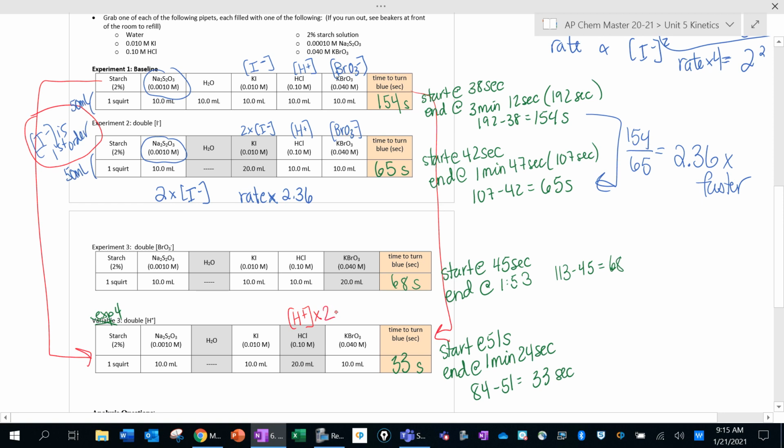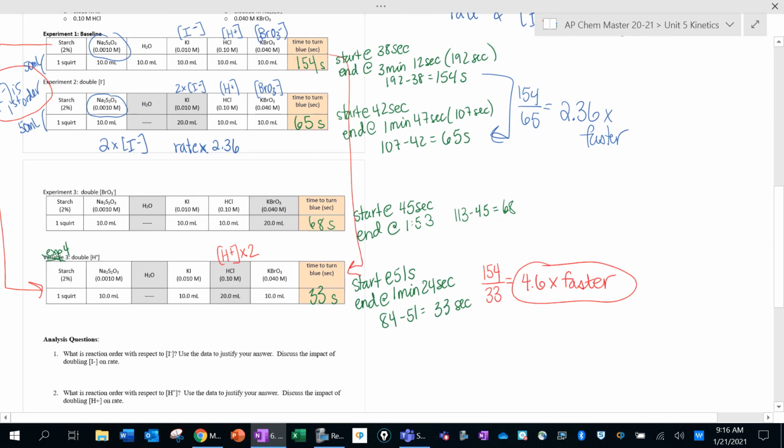And if we compare the rates, I'm just going to take my original time it took to react divided by my new time it took to react. And again, this isn't actual rate data, it's just time to react, but we can get the same sense here of how much faster it's going. So it looks like this is about 4.6 times faster. Okay, so when we double the concentration of hydrogen ions, the reaction went about 4.6 times faster.